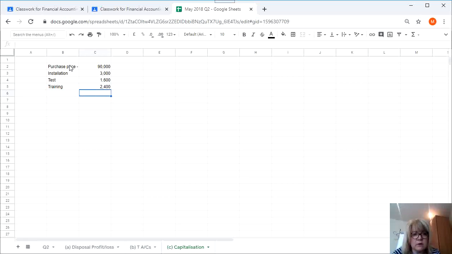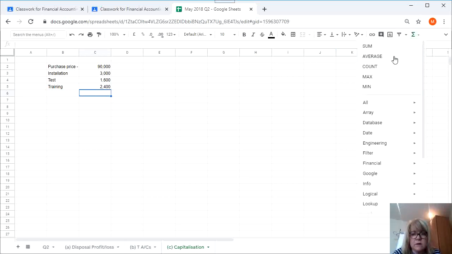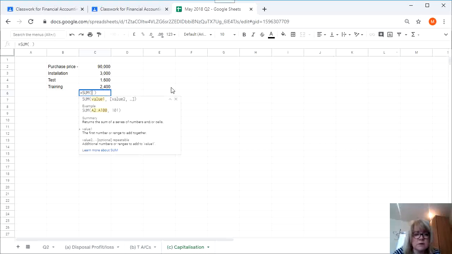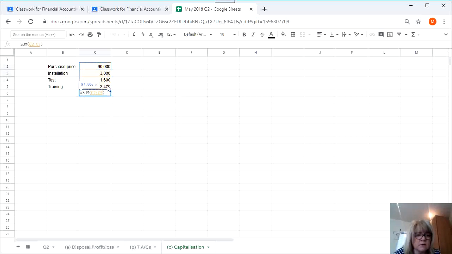So in total there, I'll just sum those, and so I can capitalise the 97,000 there would be my answer. So I am excluding the other items, and that's it. That's my capitalisation. So that's what I would see in the cost account for that asset in the non-current assets.